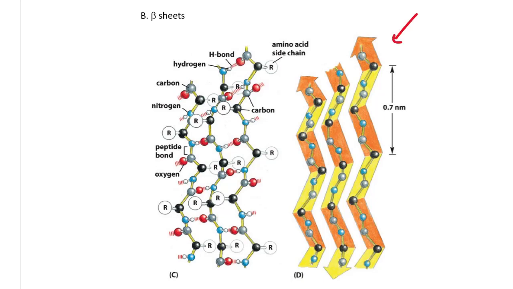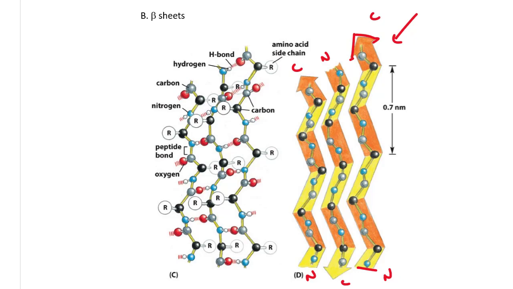And what this arrow here means is that if this is the N terminus and this is the C, then this one is the N here for this one, and this is the C for this one, N for here, and C for here. So they're running anti-parallel to each other in this picture, meaning that one polypeptide chain is running in one direction while the other one is running in the opposite direction, although they're right next to each other.